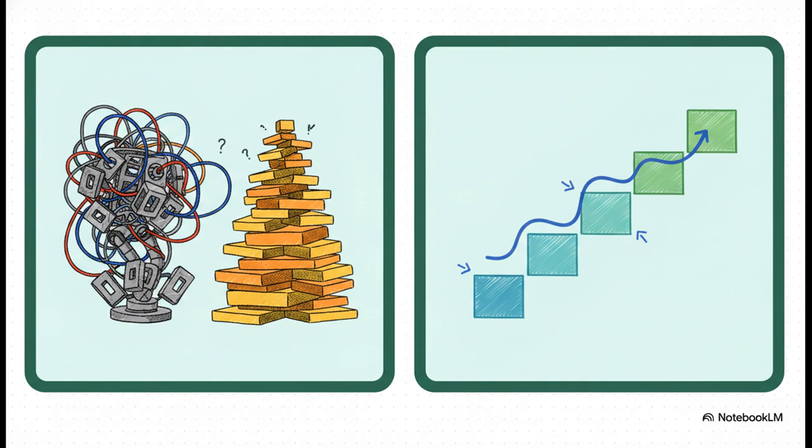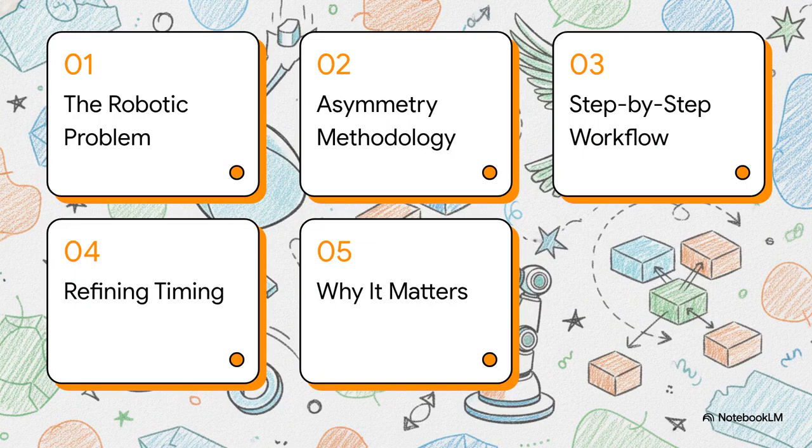It isn't a better rig. It's not expensive software, and it definitely isn't just spamming more keyframes. The real difference, the absolute secret ingredient, is simply how those keyframes are placed. So, here is our roadmap for mastering this today. First, we'll look at the robotic animation problem. Second, asymmetry as a creative methodology. Third, a step-by-step offset workflow. Fourth, refining timing and emotion. And fifth, why this workflow actually matters.